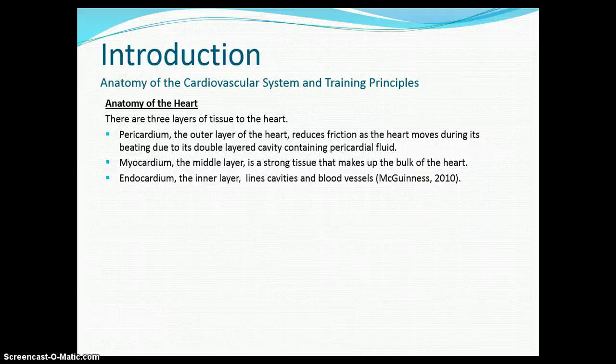There are three layers of tissue to the heart. Pericardium, the outer layer of the heart, reduces friction as the heart moves during its beating due to its double-layered cavity containing pericardial fluid. Myocardium, the middle layer, is a strong tissue that makes up the bulk of the heart. Endocardium, the inner layer, lines cavities and blood vessels.